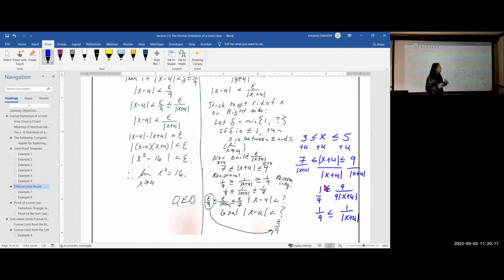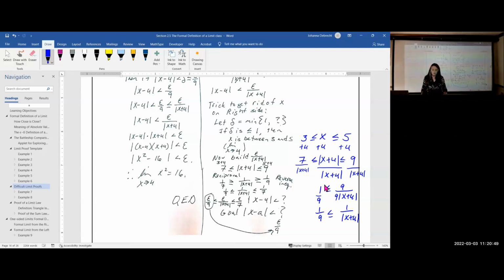That means that I can take this expression and put it in up here and say that epsilon over the absolute value of x plus 4 has to be greater than or equal to epsilon over 9, and epsilon over 9 will be greater than the absolute value of x minus 4. But our delta, again, is going to be the minimum of 1 and this found value of epsilon over 9.